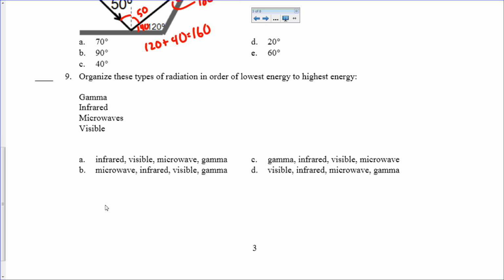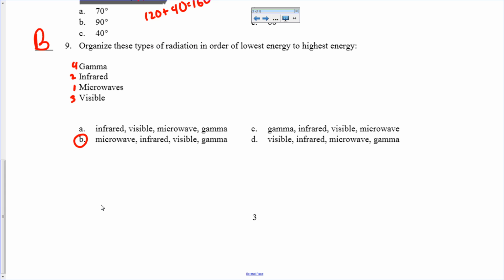Organize the types of radiation from lowest to highest energy. Let's see, the lowest of these is the microwaves, followed by infrared, visible, and then gamma rays are the highest. So looks like microwave, infrared, visible, gamma. That's right, so it's B for number 9. Microwave is really just a type of radio wave, a little bit shorter wavelength.